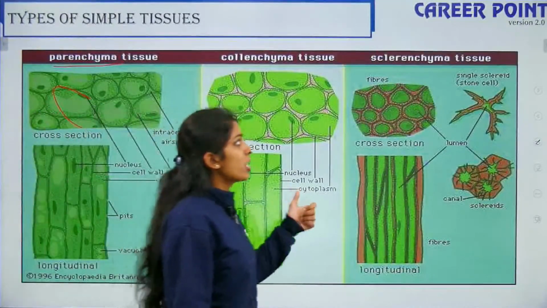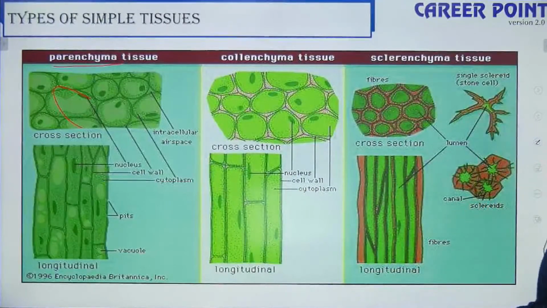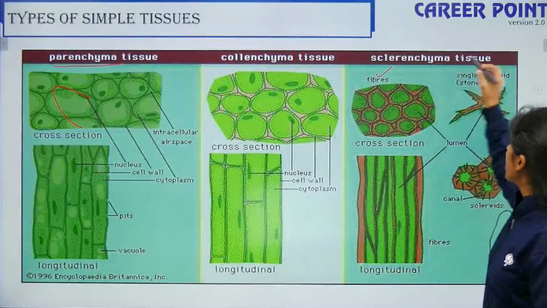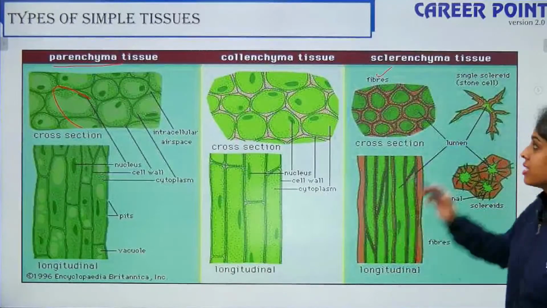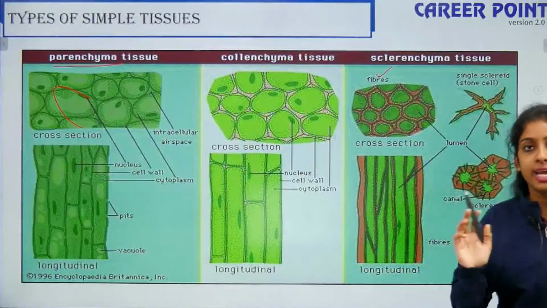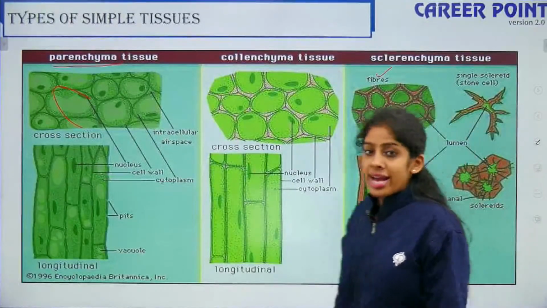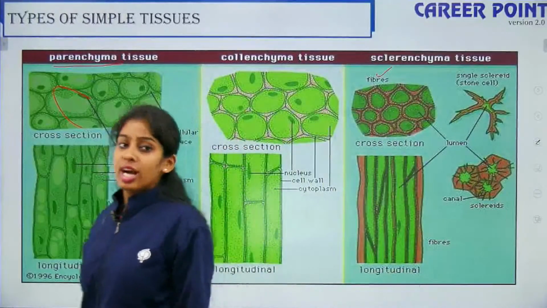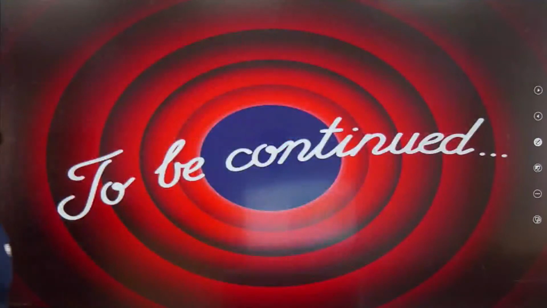So the last one is sclerenchyma. Sclerenchyma is a dead tissue. Under sclerenchyma we have two types: one is fibers and the other one is sclerids. Fibers are elongated ones and sclerids are round ones with pits and lumen. So what is the function? Again, mechanical support. Alright. So with this we are done with simple tissues, and the chapter is to be continued.